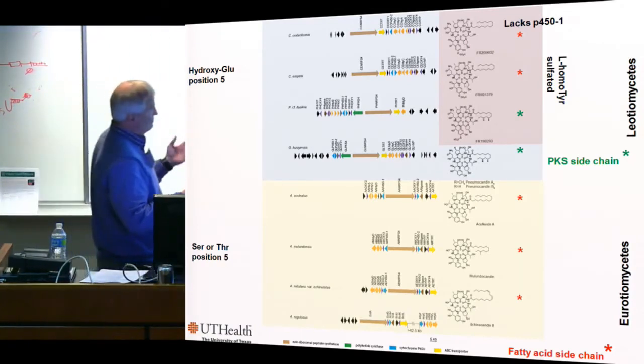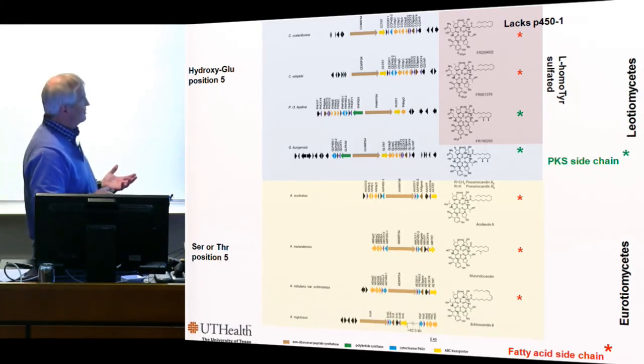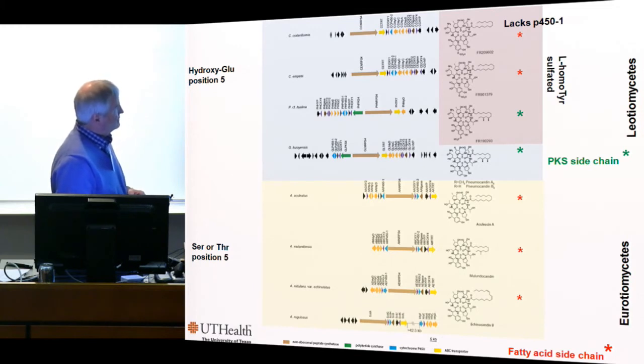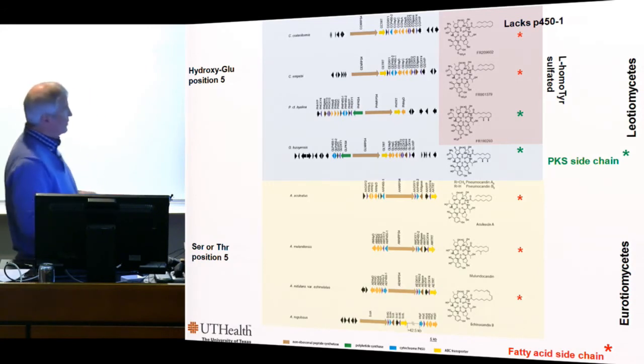You can actually line up these gene clusters, and now I have a classification system for the echinocandin family. So the first big dichotomy is between the Aspergilli and the Leotiomycetes. Here we have the number 5 position either serine or threonine, and here we have glutamine, which is then hydroxylated. So this is the main hiatus. And then you get the sulfated versions, and you can see that this particular gene cluster lacks a P450, and this is the one that hydroxylates that C4 position on the homotyrosine. So you can classify these things now. But the important thing is this hiatus here.